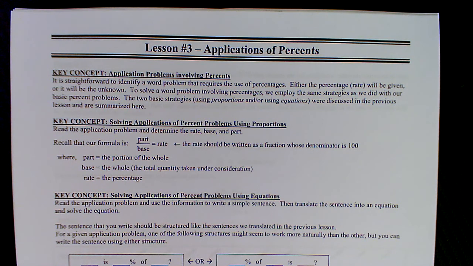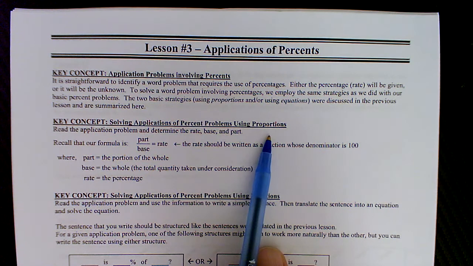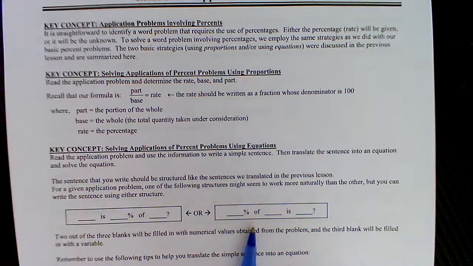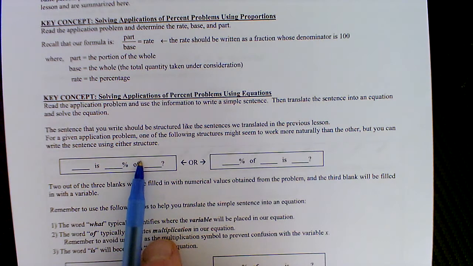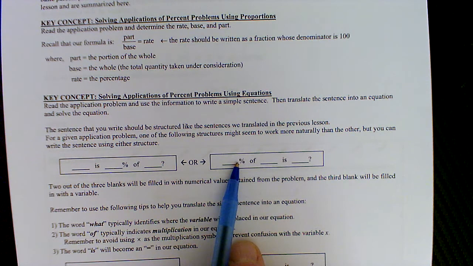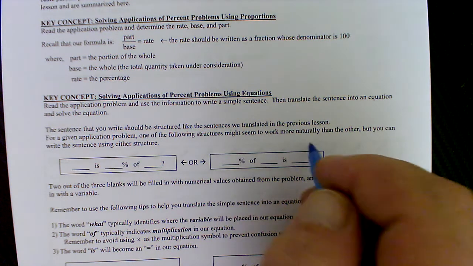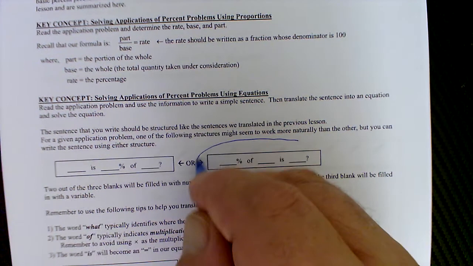You have two choices in terms of how you want to approach the solution. You could use the proportion method, as mentioned here, or, as I'm going to suggest, the equation method. And with the equation method, we also have two choices, and I'm going to choose to use this version.